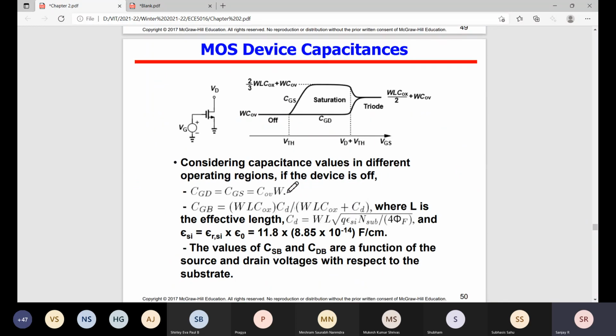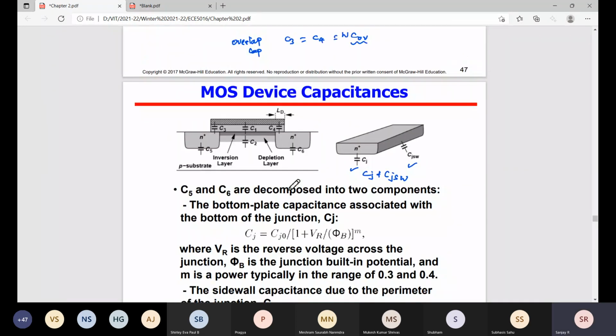Now we understand what the different capacitors are. What is C1? It means W L C_ox. What is C2? C2 is the depletion capacitance of the MOSFET. What is the formula? Similarly, the junction capacitance formula and the overlap capacitance formula.